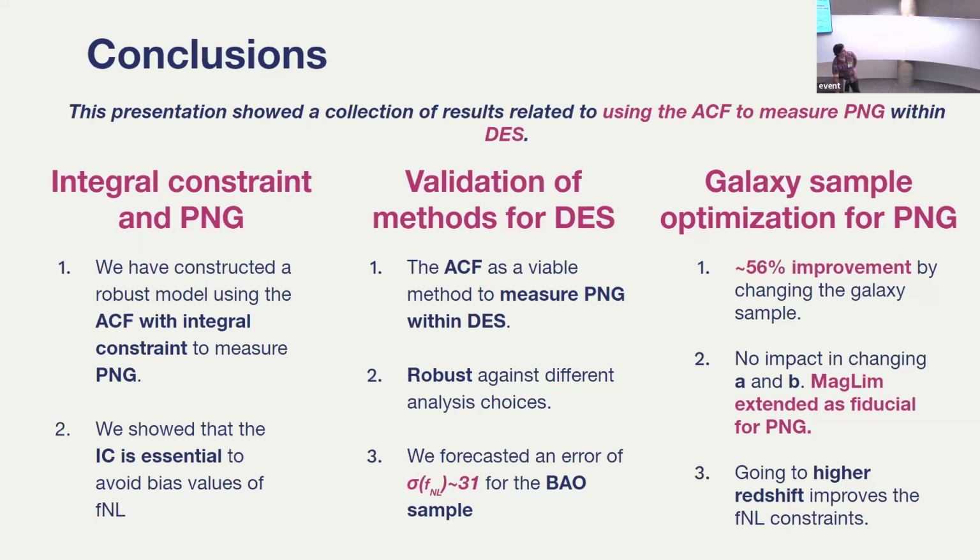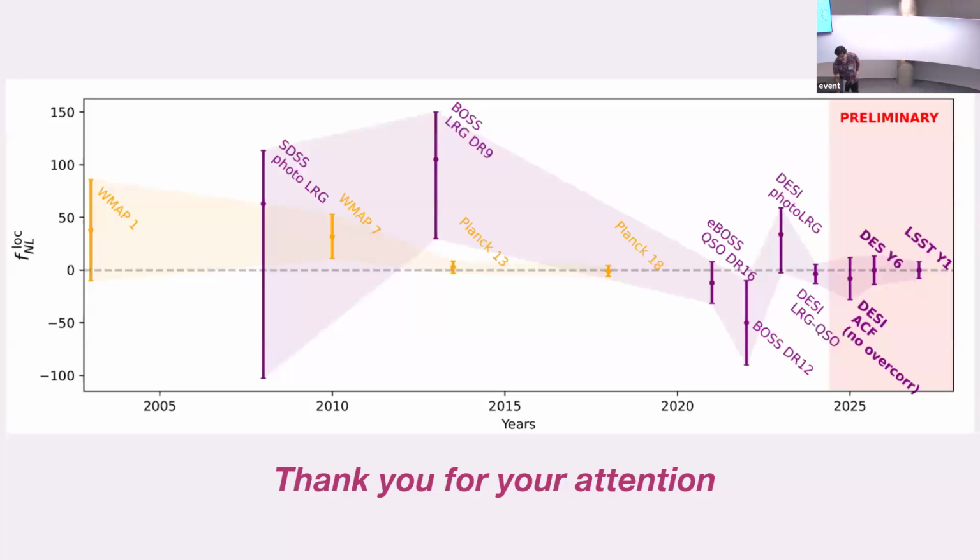So with that, I'm finishing. I already mentioned the importance of the integral constraint. I presented some validation methods for the Dark Energy Survey. And I also briefly mentioned how to optimize this galaxy sample for the measurement of primordial non-Gaussianity. I'm just going to leave you with this final plot, where you can see again the evolution of the constraint that I showed you in the first slide, and then all the preliminary work presented today here. So thank you.